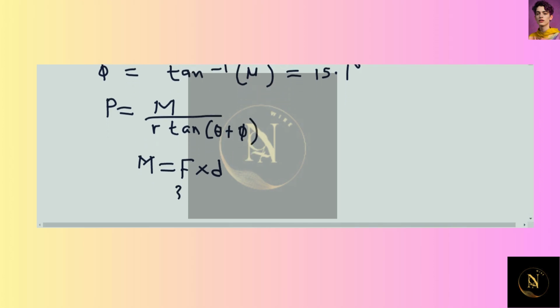The couple force is 35 newtons, and the perpendicular distance is 0.225 meters. The couple force is in newtons, given in the question, while the distance is in meters. Okay, when you plug them into the equation, you're going to arrive at your P.